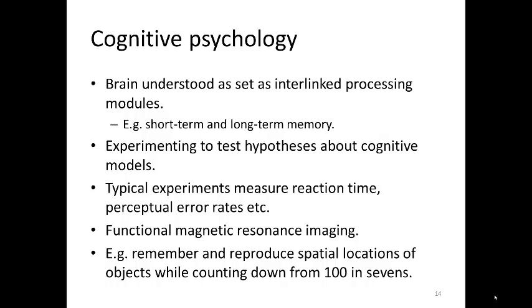And an example here is that you get someone to have an fMRI, and they have to do something out of the Krypton Factor, like count down from 100 in 7s, which I would find difficult enough without having to remember and reproduce spatial locations of objects. But the idea is that you do something quite complex and see how the brain responds to those requirements.